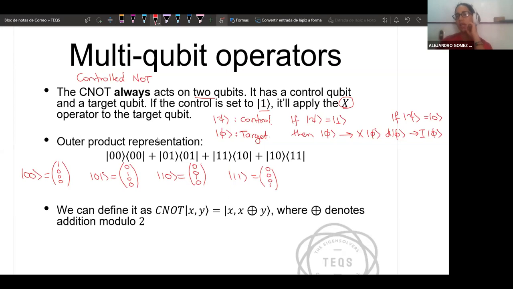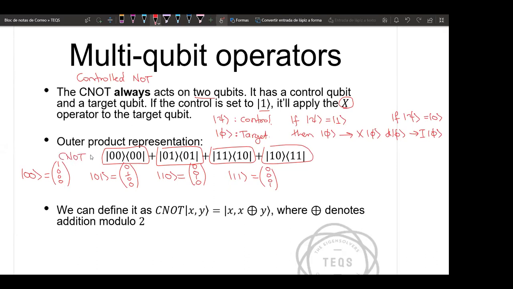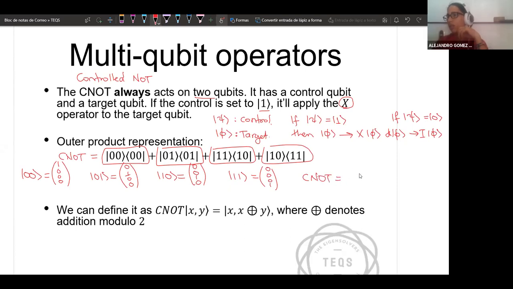So you can make those outer products with these vectors of dimension 4. And what you're going to get, well, this is the C0 operator, and the C0 associated matrix is going to be the following.